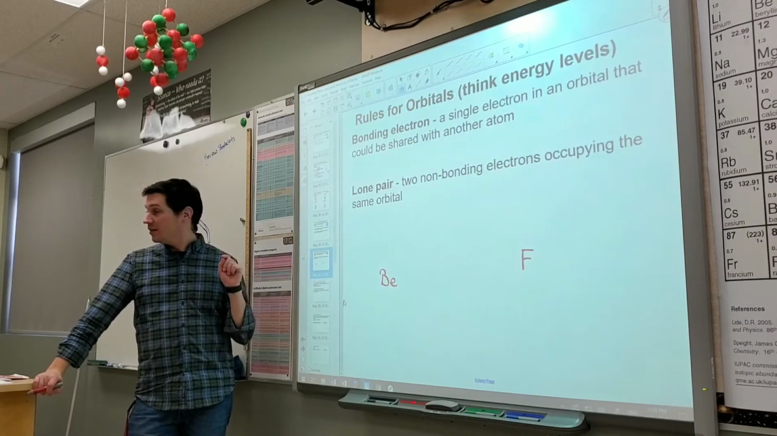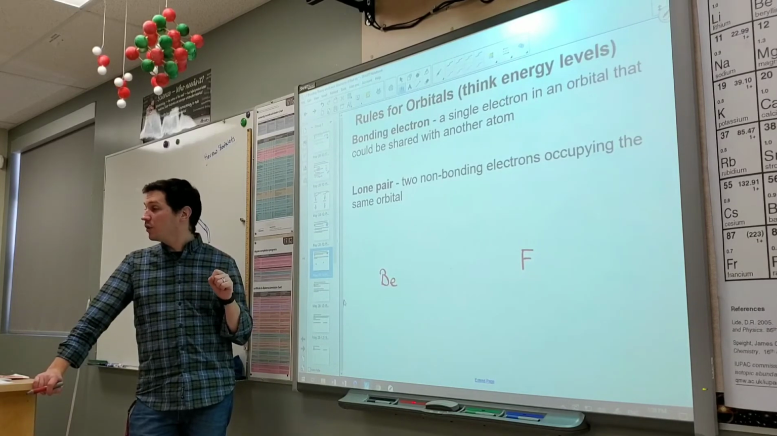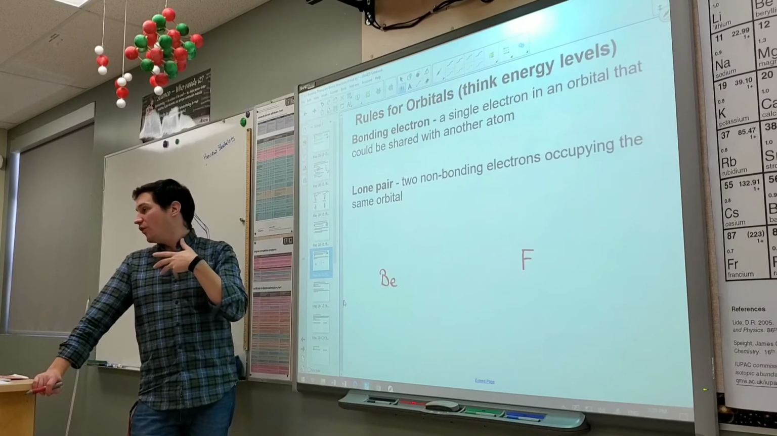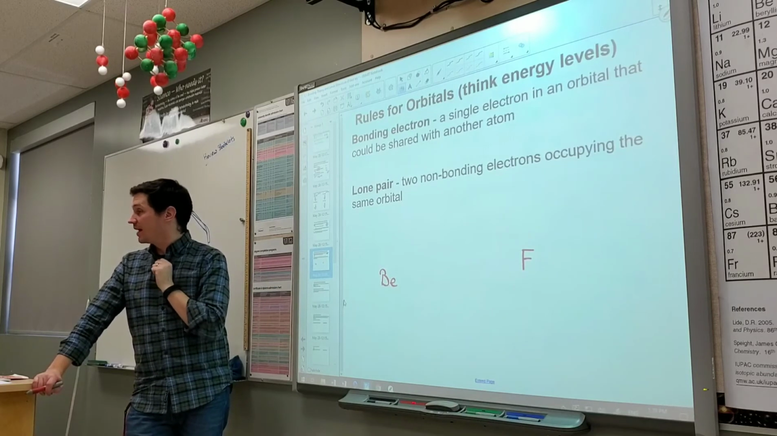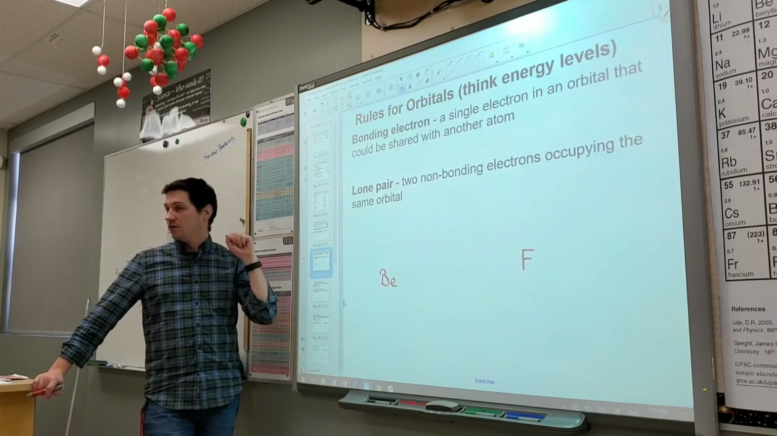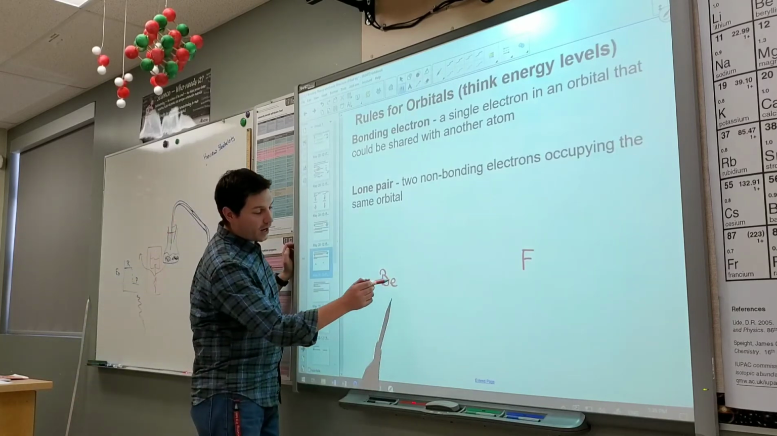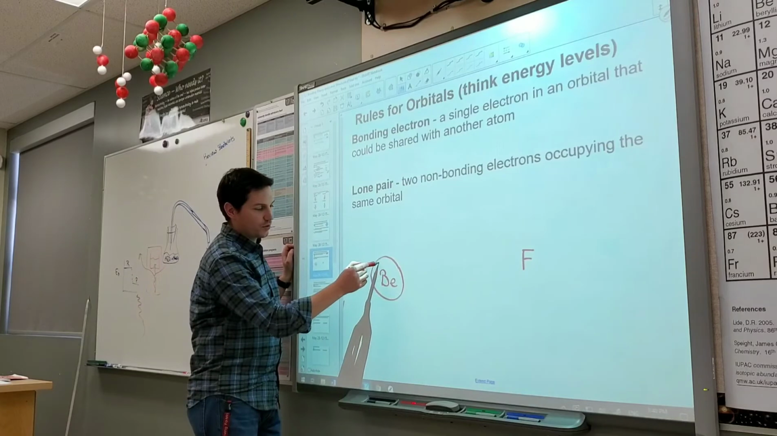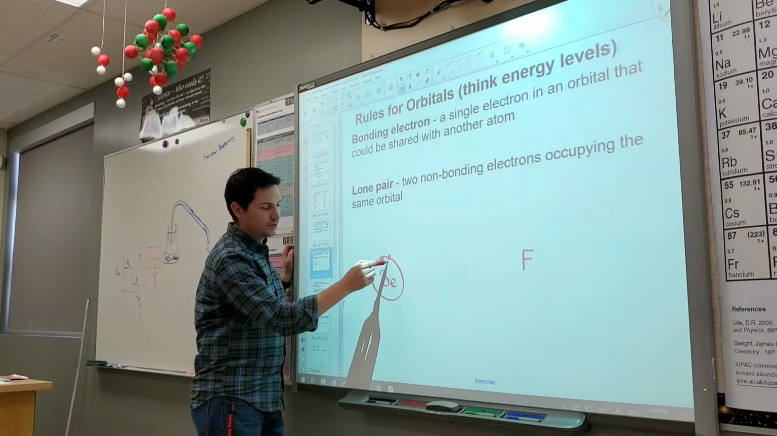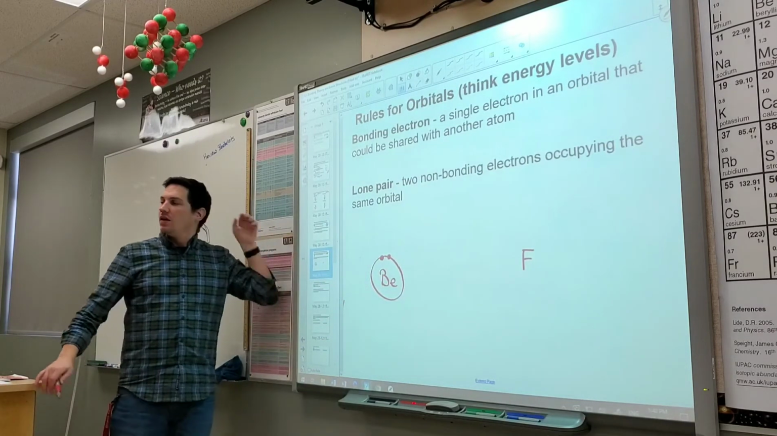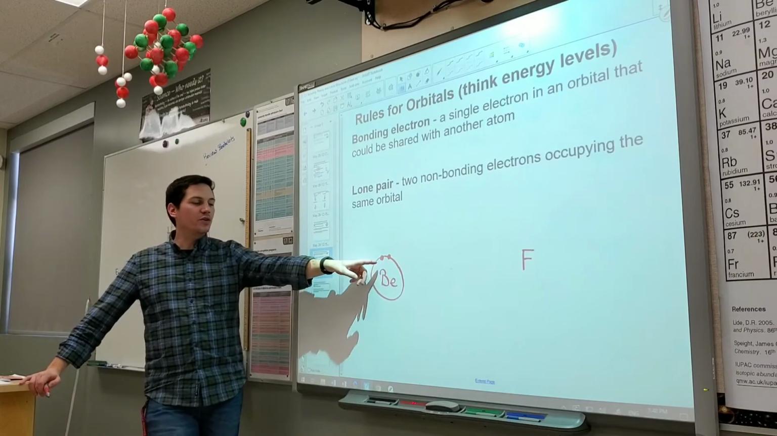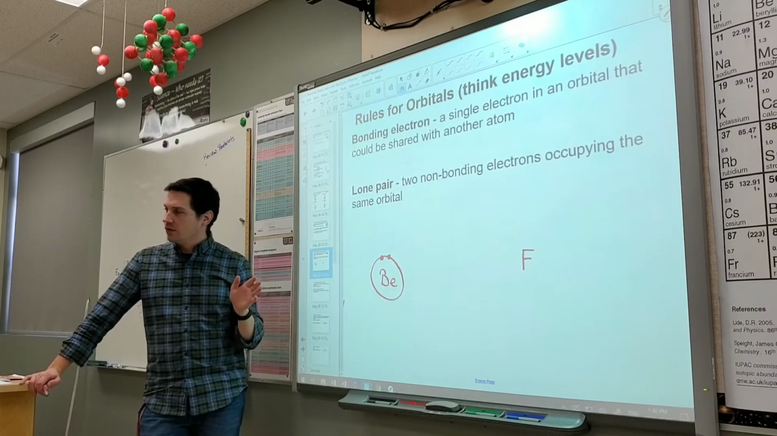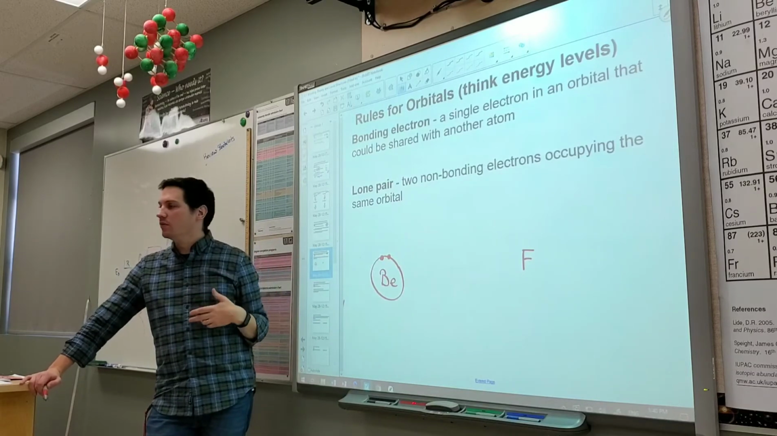How many protons does beryllium have? 4. So how many electrons can it have? It can have 4. So how many can we put in the first energy level? 2. So 1, 2. And because we're done, remember there's only one orbital in the first energy level. We have to fill it up before we can move on to anything else.